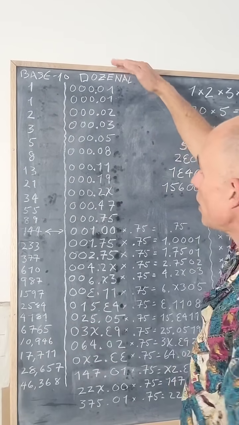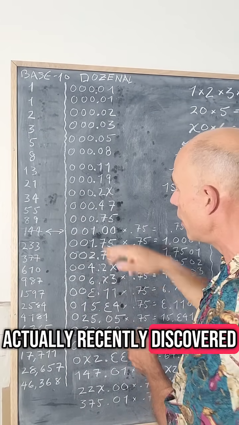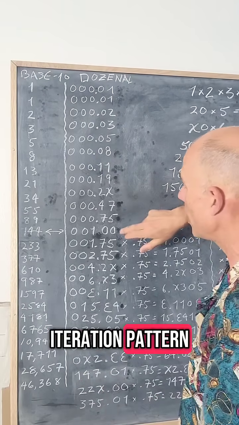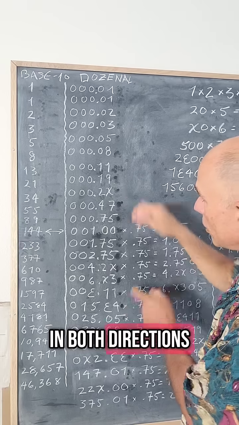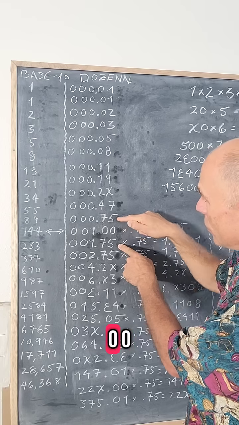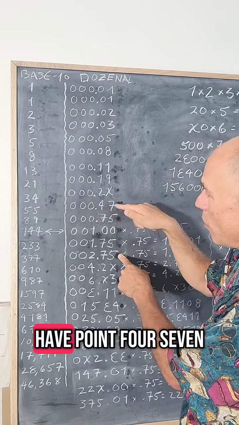So what I want to show you is something interesting that I just actually recently discovered. When we start at the middle section of this 24 iteration pattern, and then we go in both directions, you'll see right away 0.75 on either side of this 0, 0. Then we do this again. Here we have 0.75, and here we have 0.47.